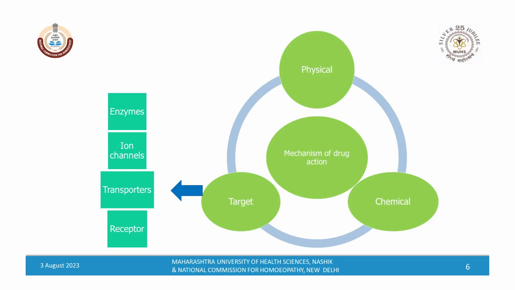Let us now understand how the drugs act on the body. That is, what are their mechanisms of action? There are three main mechanisms: physical, chemical, and by acting on a target. Further, the target is of four different types. That is, an enzyme, ion channel, transporter, or receptor. Let us see each one in a little detail by taking an example so it becomes easy to understand.